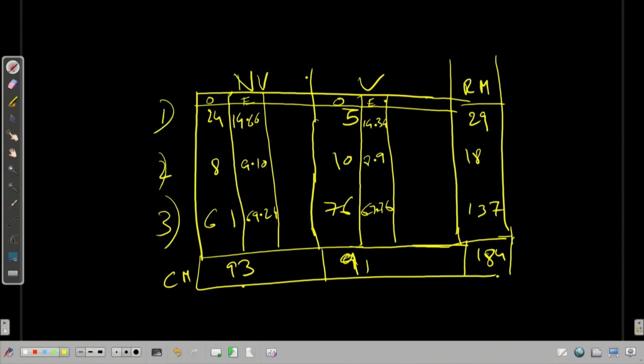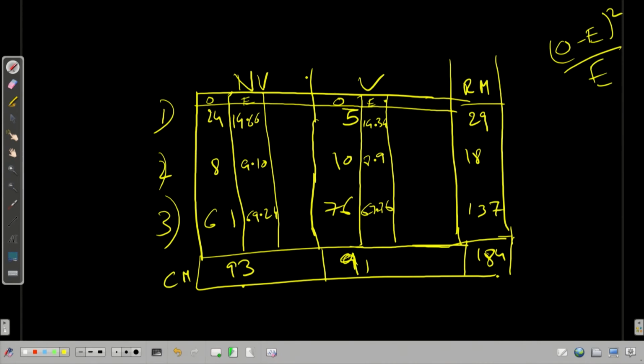Now, once we calculate the expected value, our next step is to calculate the chi-square value. How do you find out the chi-square value? O minus E whole square by E. This is the formula for the chi-square value, where O is the observed value and E is the expected value.